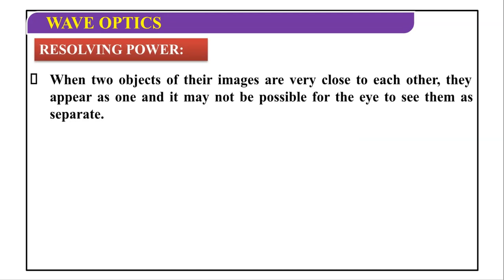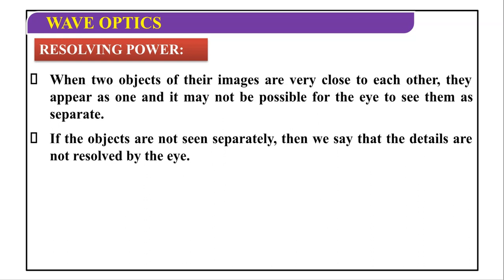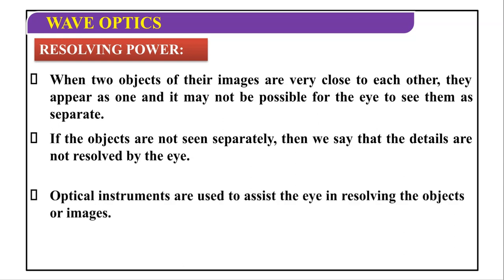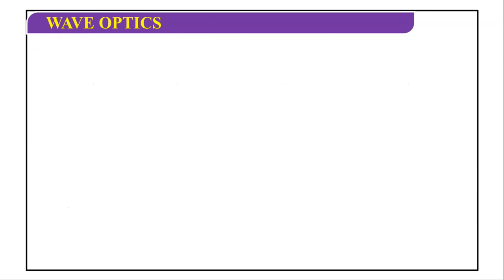When two objects' images are very close to each other, they appear as one. It may not be possible for the eye to see them separately when the two objects' images are very close. If the objects are not seen separately, then we say that the details are not resolved by the eyes. Optical instruments assist the eye's resolving power by producing images.